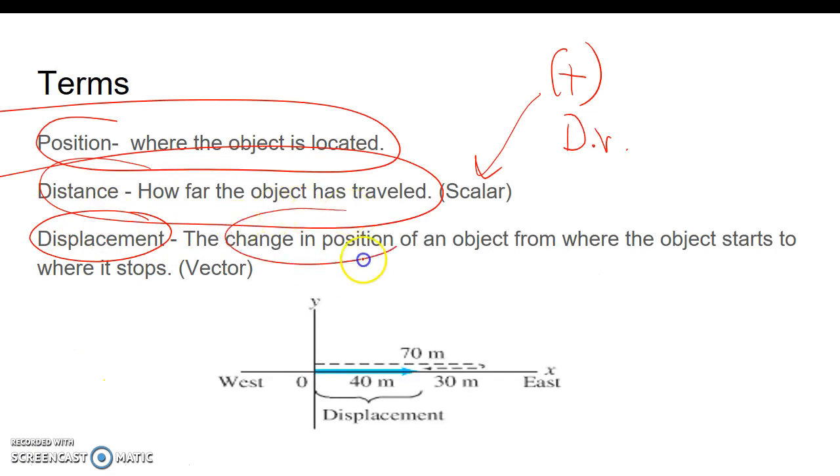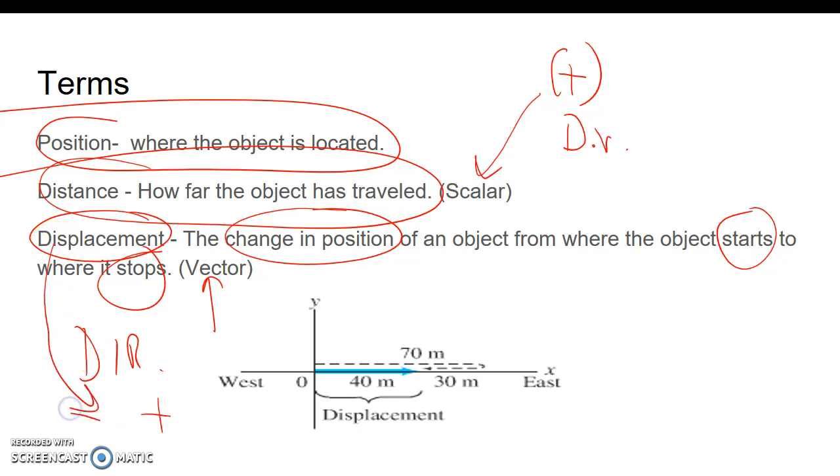Displacement is the change in position. It's where the object starts to where it stops. This is a vector. There is a direction involved, which means there can be positive or negative displacement. Distance always positive. Displacement can be positive or negative.